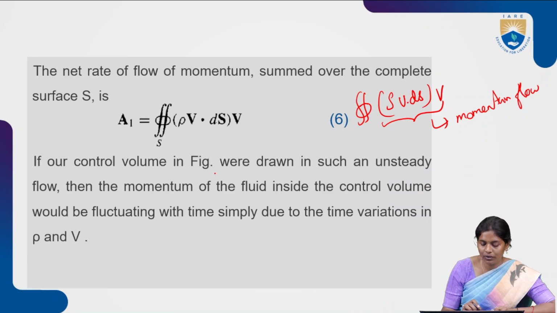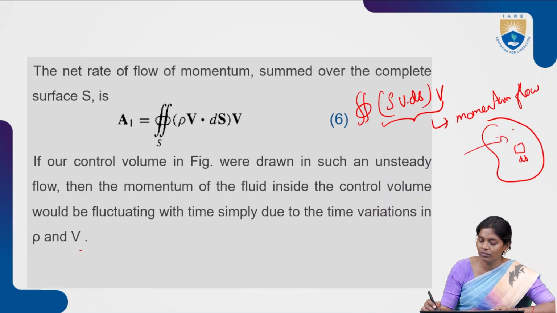If our control volume, even in the figure we have seen, is drawn in such a way that the flow is unsteady, then the momentum of the fluid inside the control volume will fluctuate with time simply due to time variations in the density and velocity. So for an unsteady flow, the momentum of the fluid inside the control volume will start fluctuating, right?